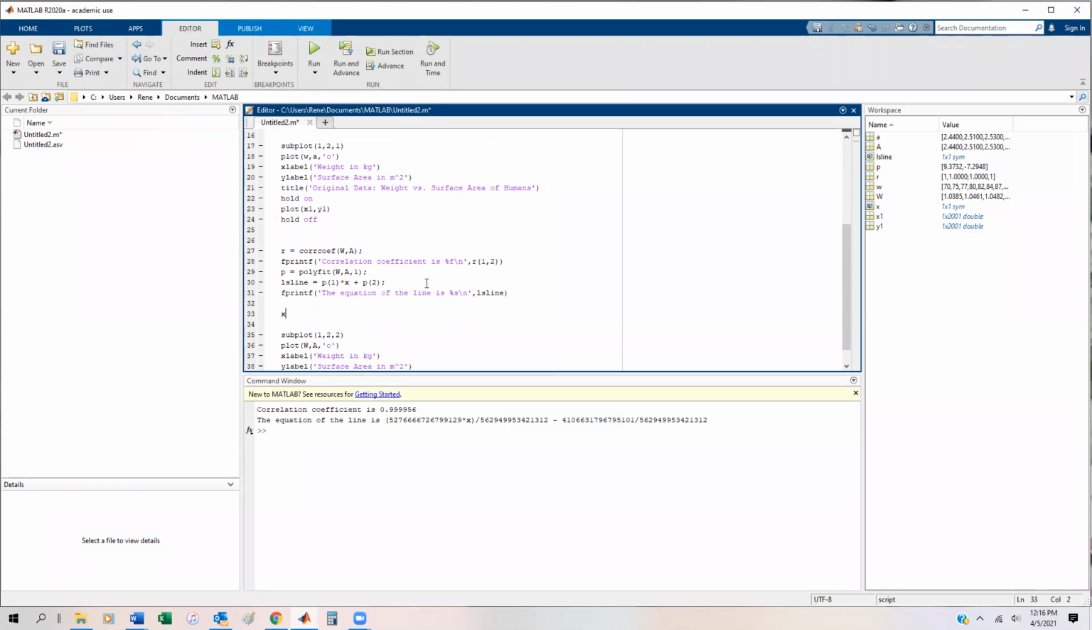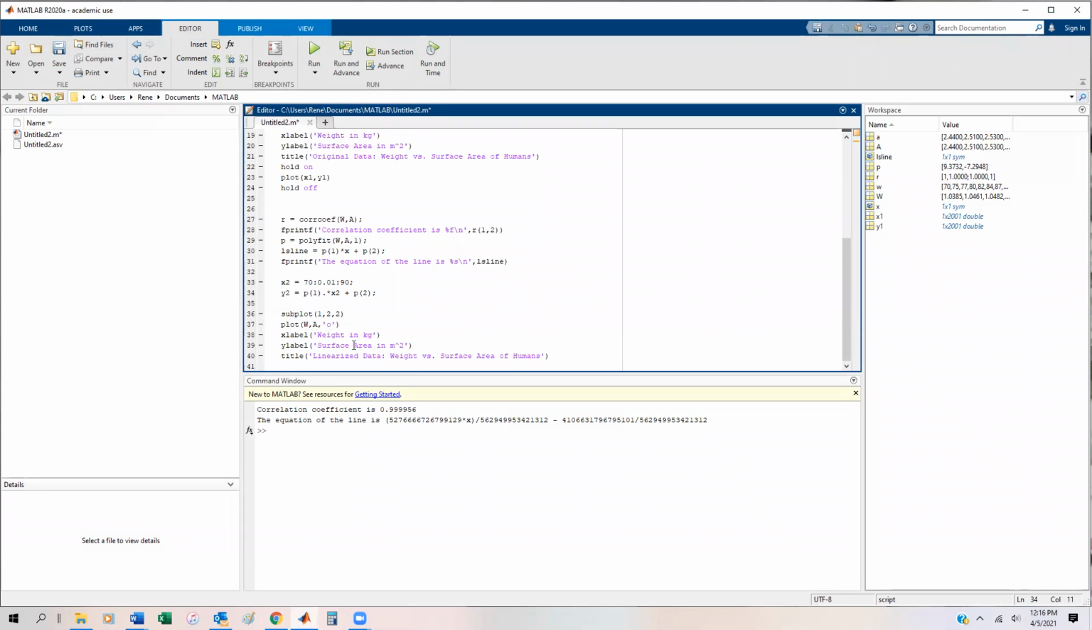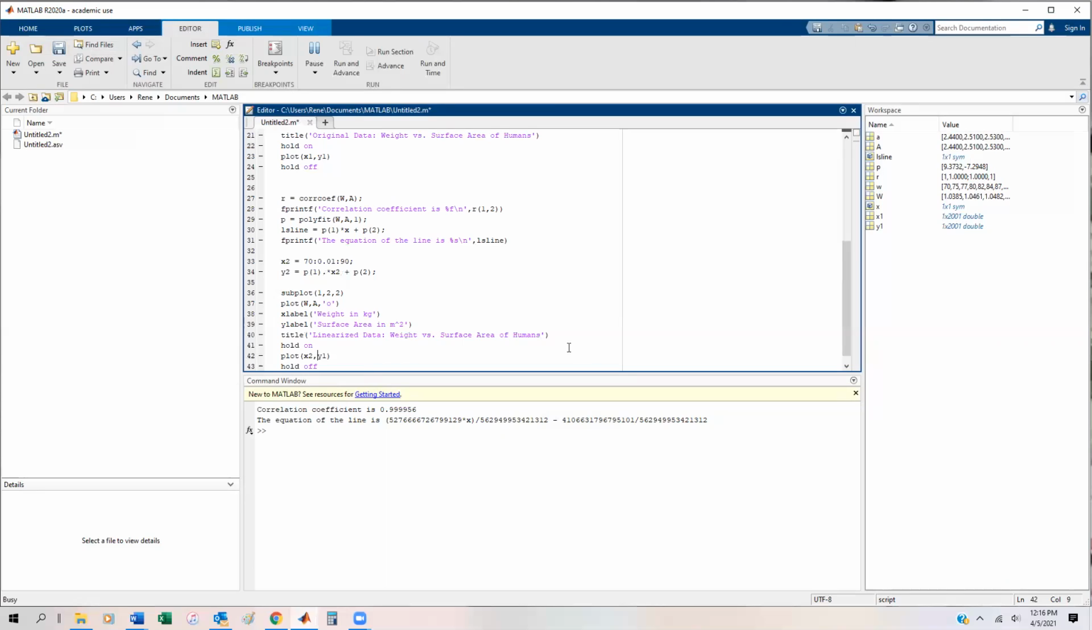And let's just do this. Let's call this x2. And x2 is going to be the same thing, 70, 0.01 to 90. And let's just call y2 equal to the same thing that the least squares line is, except I'm just going to say y2 is equal to x2. And I probably should say dot plus, even though it probably doesn't matter much because it's linear. And right here, I'm going to do the hold on. In fact, I'm just going to copy this data right here, do the same thing. And I'm going to call this x2, y2.